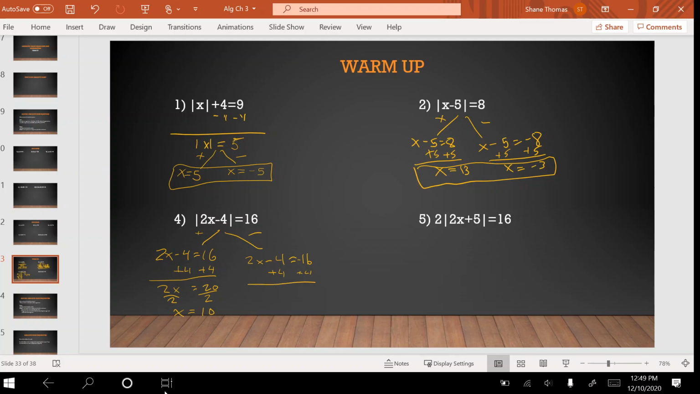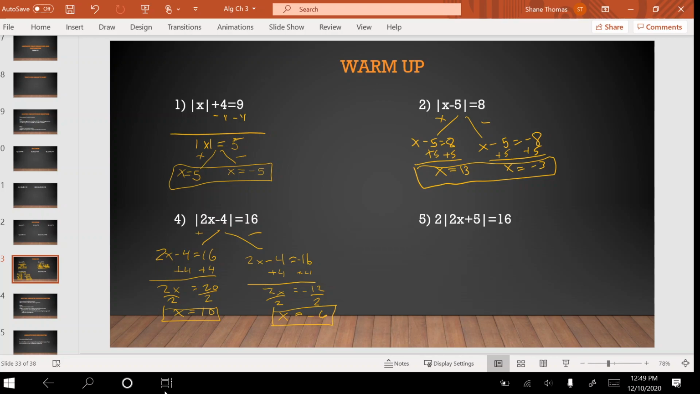Second side, do the same process again, right? So I add a 4. So I have 2x equals, what's negative 16 plus 4? Good, negative 12. Divide both sides by 2. X is negative 6. There we go. All right, so 10 and negative 6 are my answers.